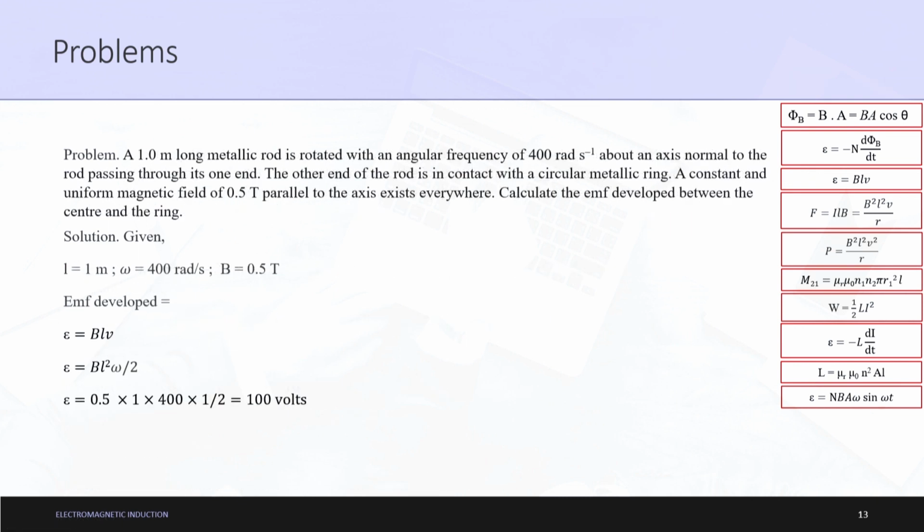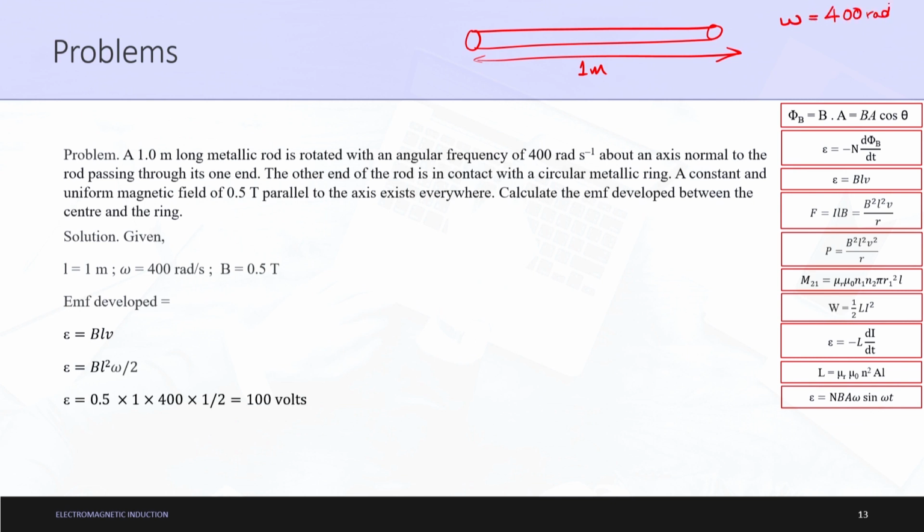Let us move on to the next problem here. A 1 meter long metallic rod is being used. Let me illustrate it with a diagram. A 1 meter long metallic rod is rotated with an angular frequency of 400 radians per second. If radians is given to you, then it is quite evident that the omega value is directly given to you as 400 radians per second.